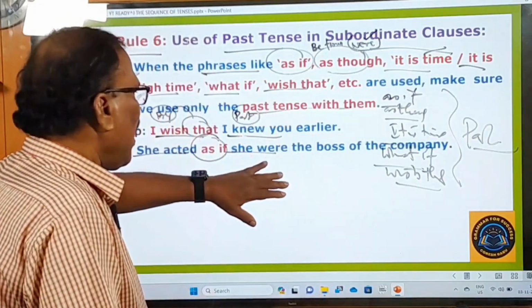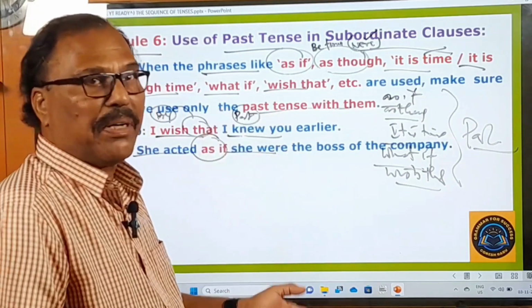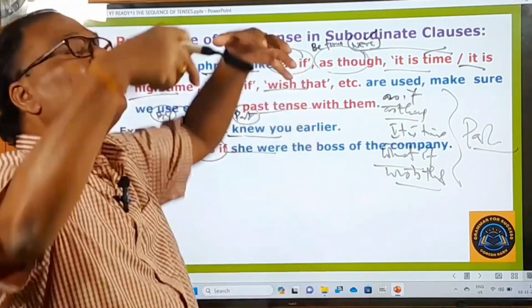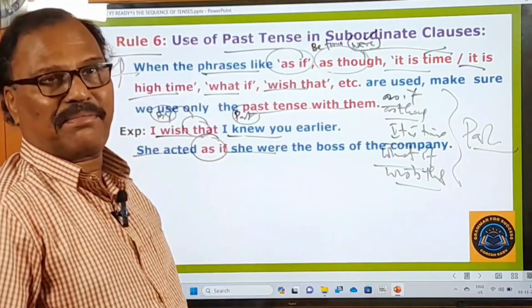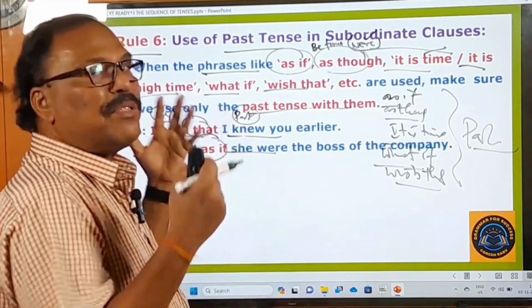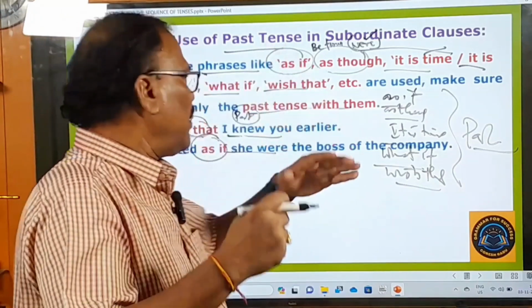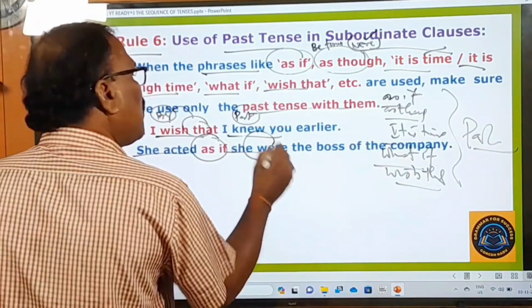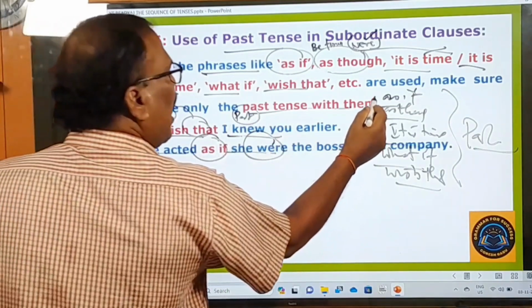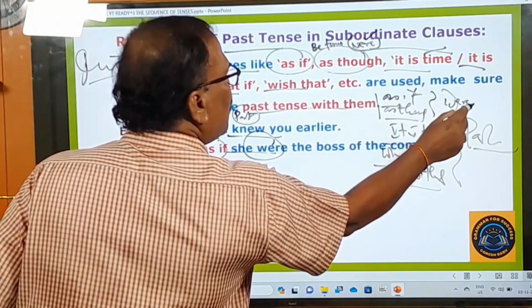Subjunctive mood means, as if she were the boss of the company. Actually, she is not the boss of the company, but she was behaving as though she were the boss. That's subjunctive mood. She was imagining, she was supposing that she was the boss of the company. So that's why she were, you don't say she was. So with as if and as though, we use only the be form were. Please keep this point in your mind.